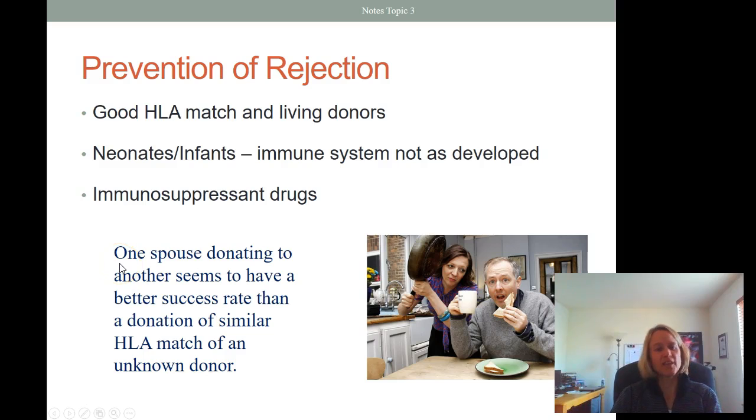An interesting study I read was that one spouse donating to another seems to have better success rate than a donation of a similar HLA match of an unknown donor. This was referred to as the frying pan theory. You can see why they're in that picture.